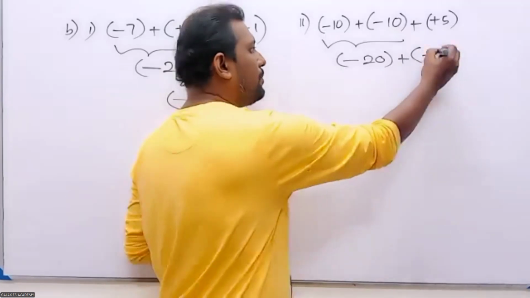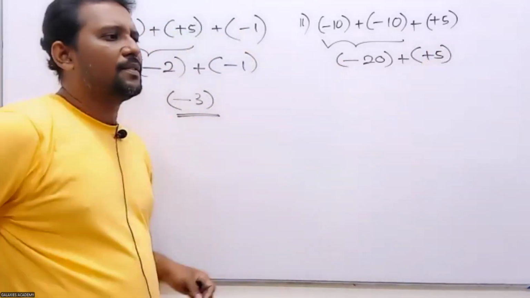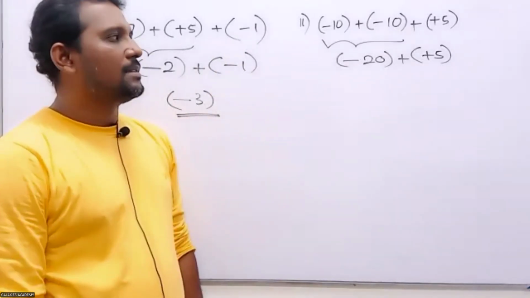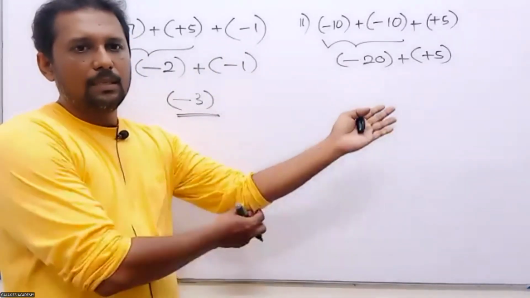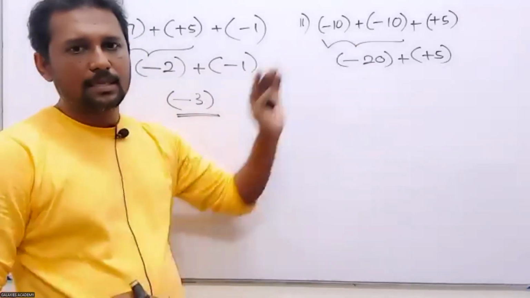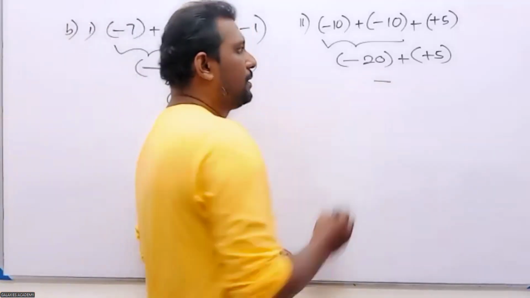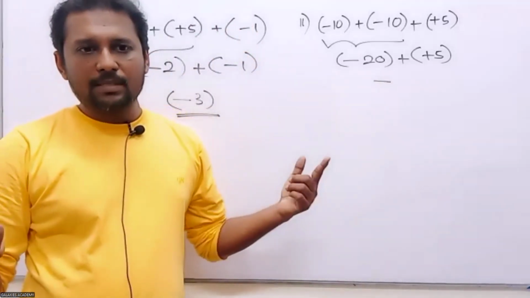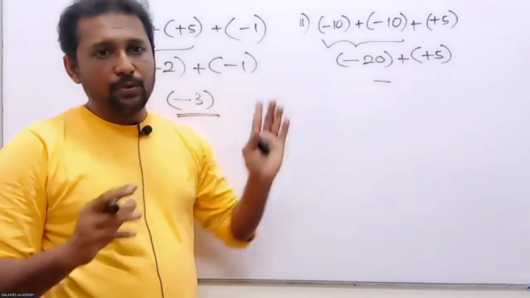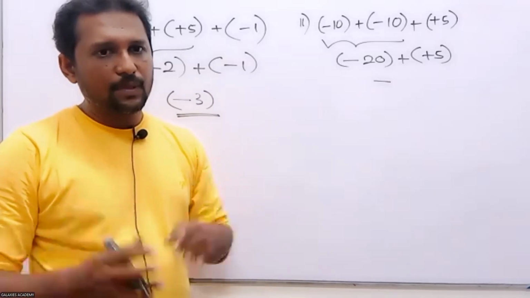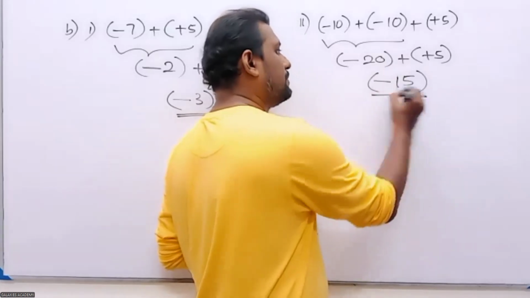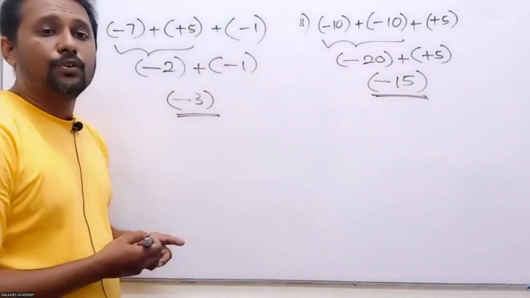Add positive 5. Different signs of directed numbers. When you add different signs directed numbers, the answer sign should be the large magnitude sign. Large magnitude is 20. Its sign is negative. So your answer sign should be negative. When you add different signs directed numbers, you have to subtract the two magnitudes. 20 and 5, you have to subtract. 20 minus 5, 15. So what is the answer? Negative 15.